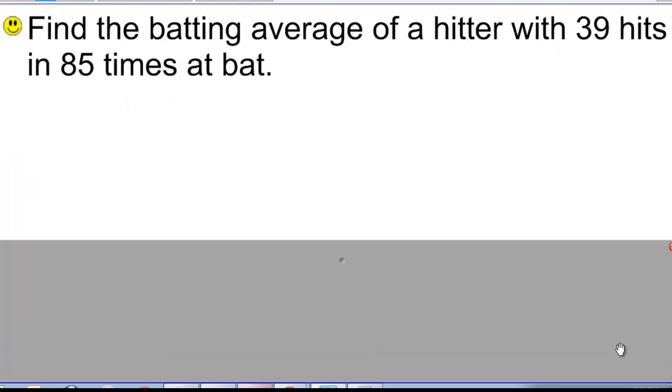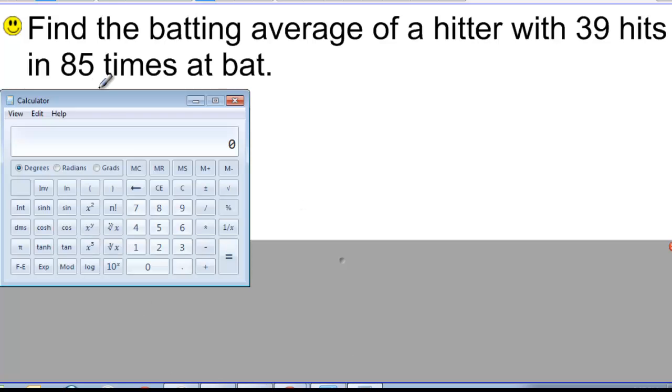So let's see what this looks like when we actually do this division. Let's say I want to find the batting average of a hitter with 39 hits in 85 times at bat. So that's the same as 39 over 85. When I do batting average, I take the number of hits divided by the number of times at bat, and then round that to the nearest thousandth, or the third place after the decimal point. So how am I going to do this? Well, I'm going to use my calculator.